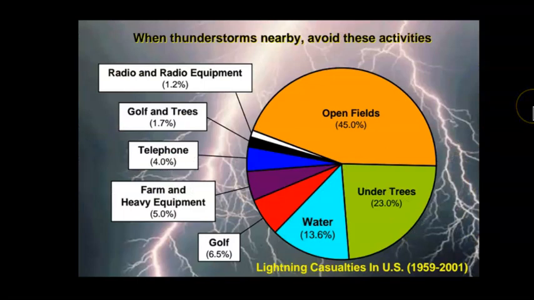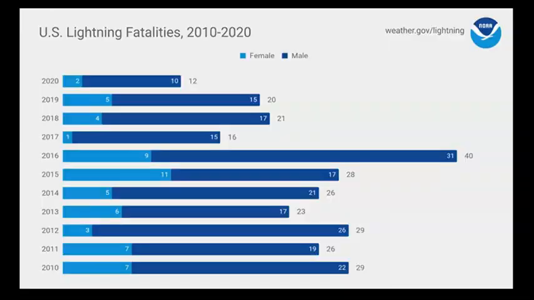So these activities, look, this is where people are killed, lightning casualties, basically over the past 50 years. Fields, trees, water, those three places, bad. Okay, so stay away from those. And then here, look at the past decade. These are the lightning fatalities that have occurred from 2010 up to 2020.